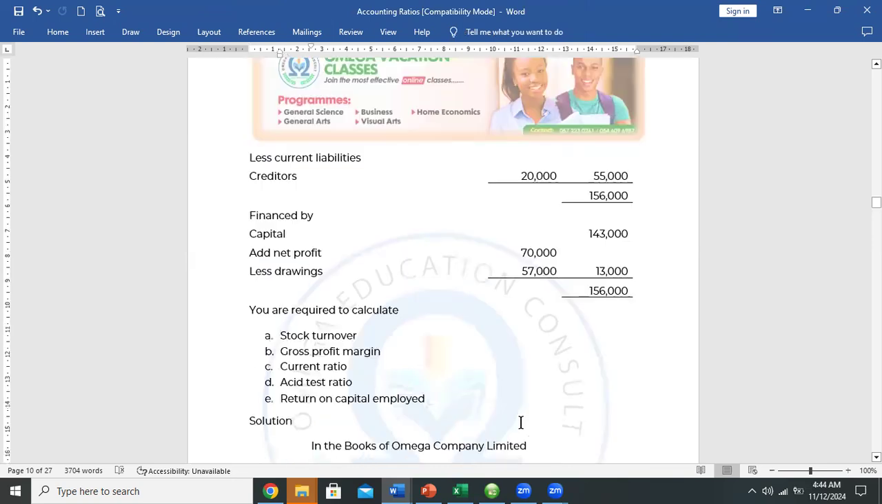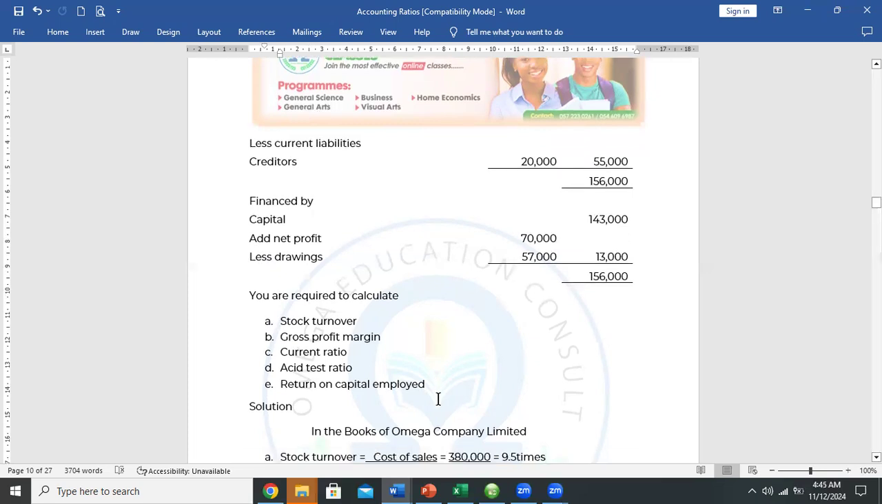Now the requirement says you are required to calculate stock turnover, gross profit margin, current ratio, acid test ratio, and return on capital employed. And I think there's a past question, right? So each of the ratios would attract 3 marks. Altogether, you have your 15 marks, right? So my dear professor, frankly speaking, I don't think I want to solve the question together with you because I feel like it's very easy. No problem. Let's go through this one. Then maybe the next one you would have to do as assignment or exercise. So that's how you go about it.